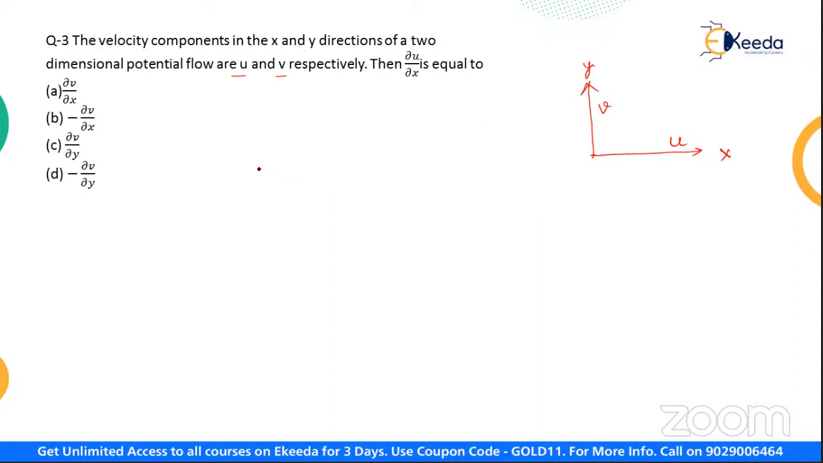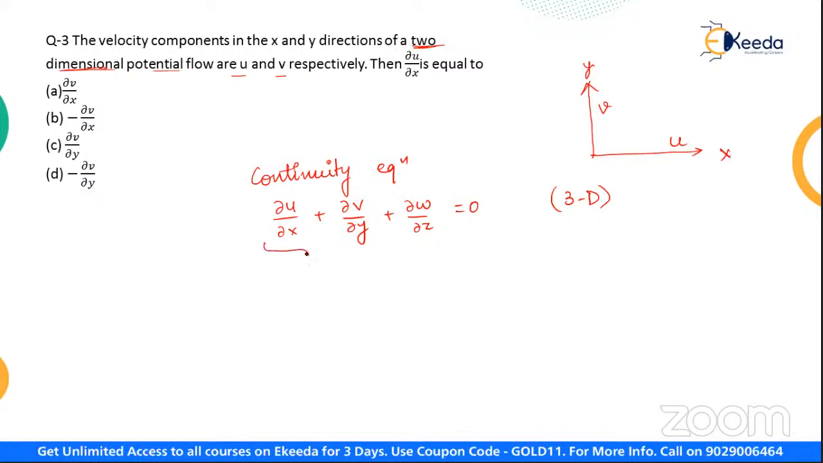Now the continuity equation. Continuity equation can be written as del u by del x plus del v by del y plus del w by del z, that should be equal to 0. Now this is valid for a three-dimensional flow, but in this case the question is asking about a two-dimensional potential flow. That means we will be taking only the two-dimensional flow, therefore that must be equal to 0. And from here, if we calculate the value of del u by del x, this comes out to be minus del v by del y. That means option D would be the correct one.